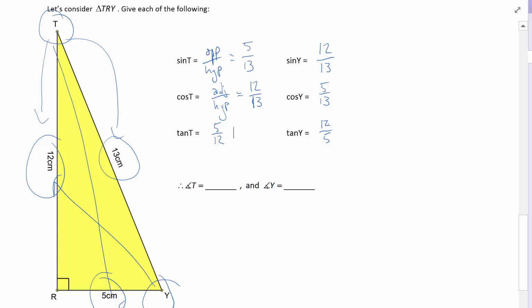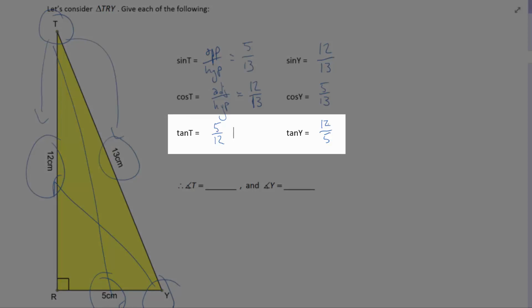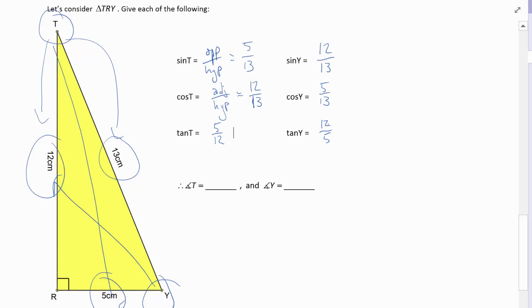So two things here that I want to highlight. We've already spoken about how the tangent ratios of these two angles, t and y, will be reciprocals of each other, because opposite and adjacent change position when you change perspective of which angle you're talking from.